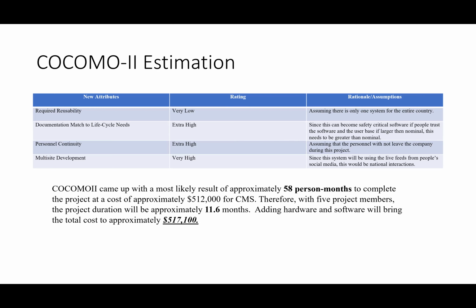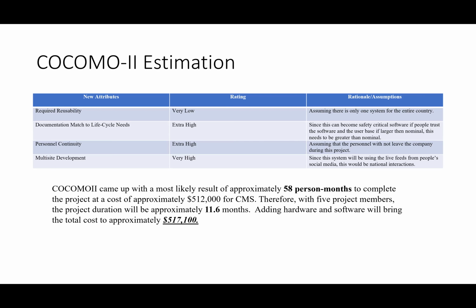Documentation matched to life cycle needs, rated that as extra high. Since this can become safety critical software, if people trust the software and the user base is larger than nominal, this needs to be greater than nominal. So that's why we rated that as extra high.